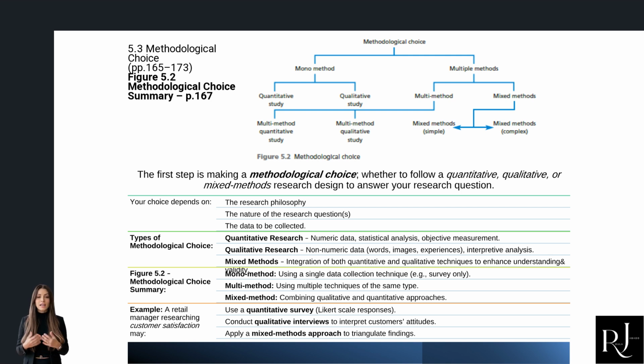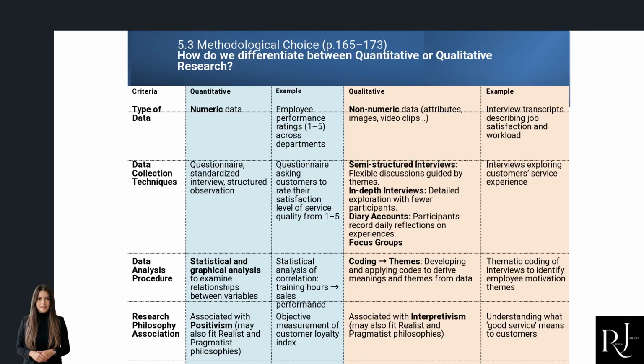For example, a retail manager researching customer satisfaction might use a quantitative survey to get broad scores, then conduct qualitative interviews to interpret the attitudes behind those scores, finally applying a mixed methods approach to triangulate and confirm the findings from both perspectives. Let's differentiate these further by looking at specific criteria.